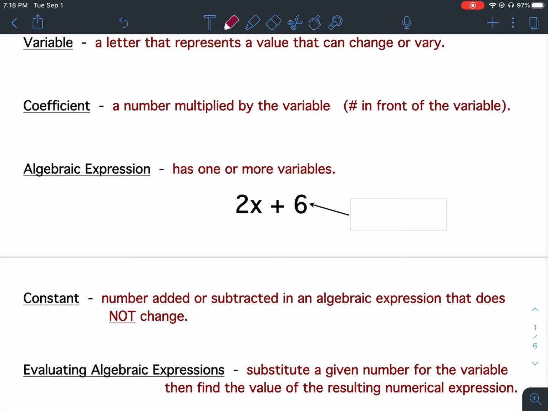The top 3 are on the bottom of the first page, and then the bottom 2 definitions are on the back of the first page. So go ahead, pause your video, and get those written down.